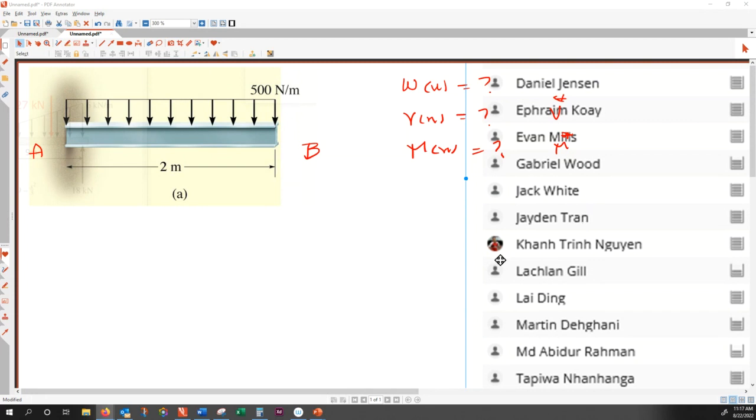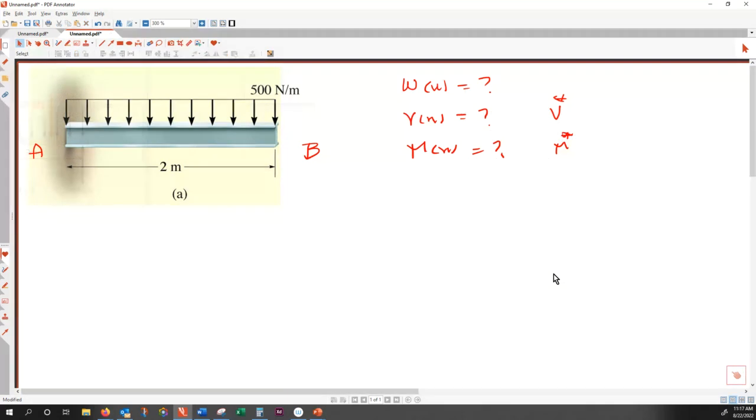Okay. So far, so good. I will be with you now. Efraim, in this question, we want to plot the variation of the shear force and bending moment. So we start from finding the variation of the distributed load. That's what we do. All right, let's get started. I think some of you might have solved this problem to some extent or completed it.